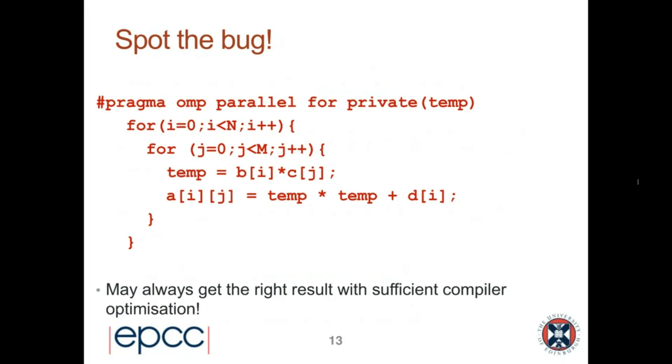So here's an example. This doesn't really work quite so well in a non-interactive setting, but anyway. Have a quick look at this piece of code and see if you can spot the bug. Okay, so the answer is that J, the variable J here, is shared by default, and it shouldn't be.